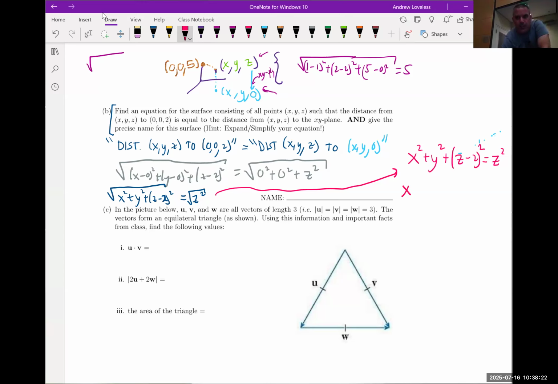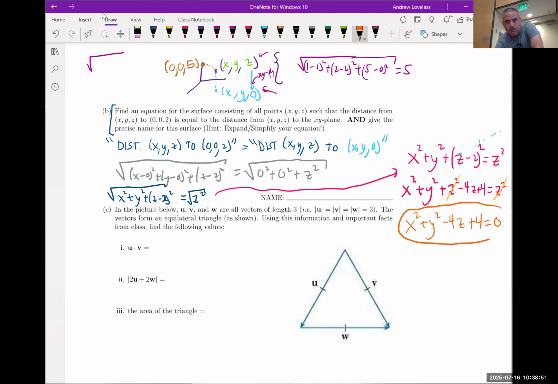So the key moment is you've got to expand. This is going to be z squared minus 4z plus 4. And that's very important because what happens? Something cancels. The z squared cancels. And then I don't care how we write this out. You can leave it like this. You can simplify it. But at this point, we're at a place where we can name it.